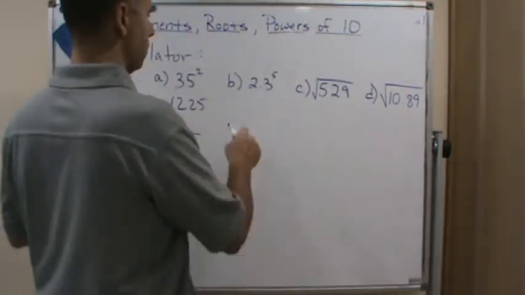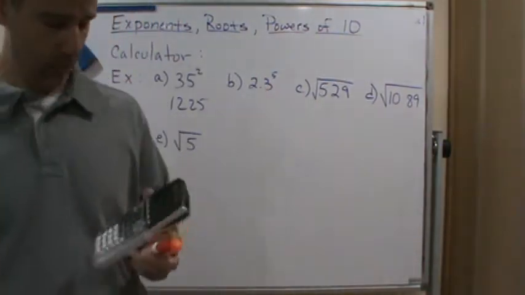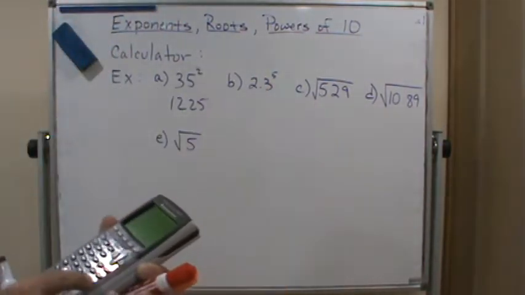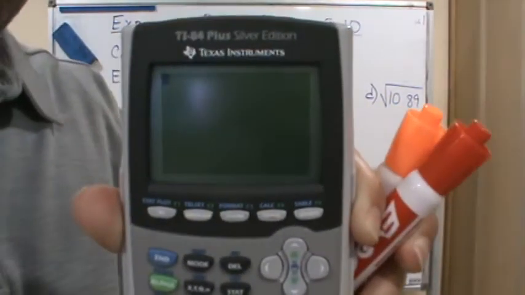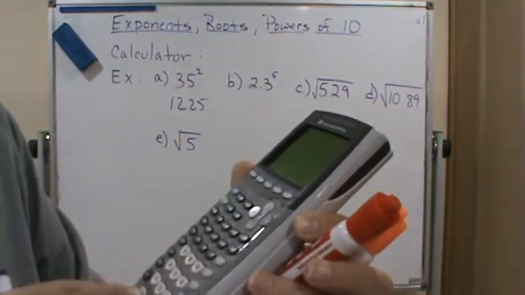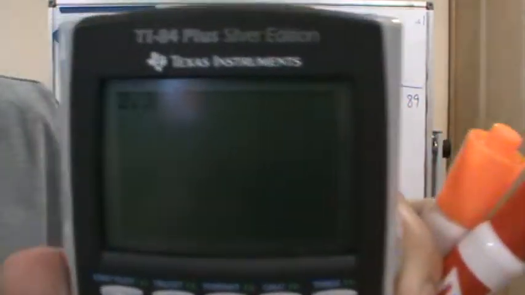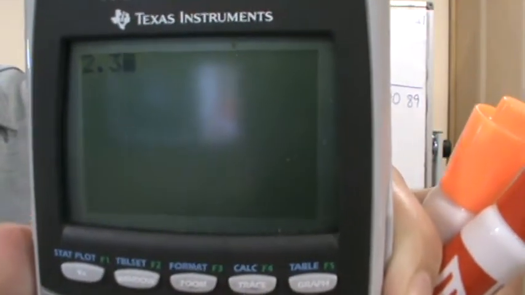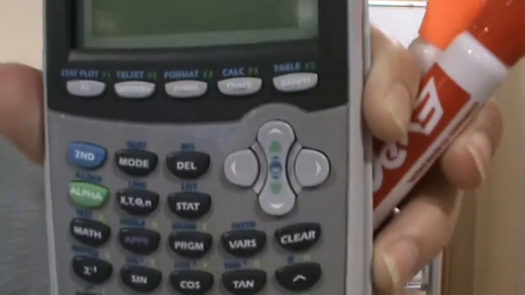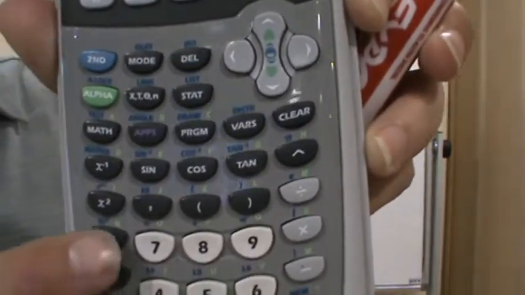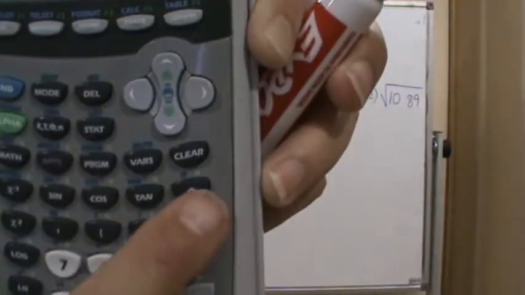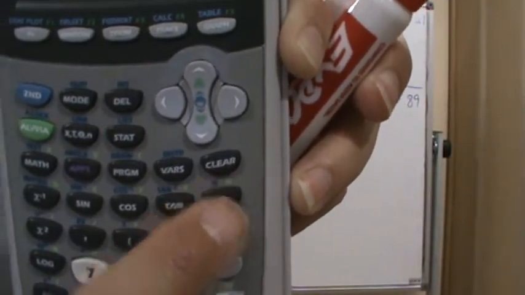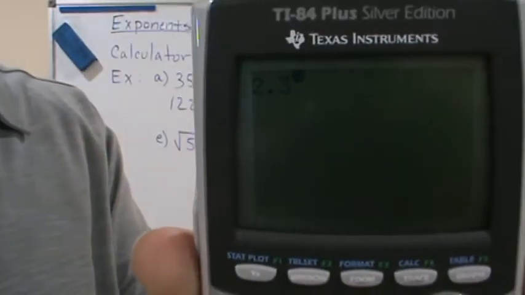Now, what about this one? 2.3 to the 5th. I'm not going to do that one in my head. So let's do that on the calculator. That's a little more than what I'm going to do. So again, we put in 2.3. In this case, I'm going to use the caret because I don't have an x to the 5th key, but I do have the caret. So I'm going to put the caret, and now look what's on my screen.